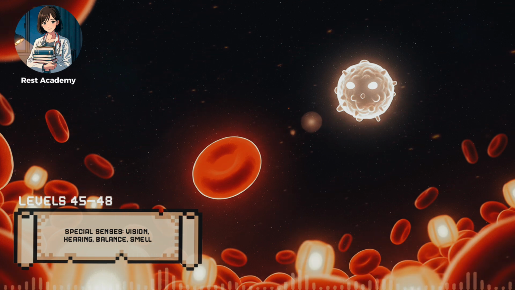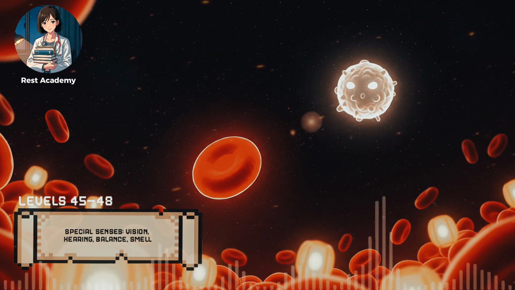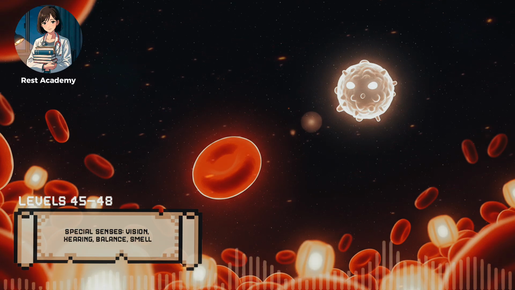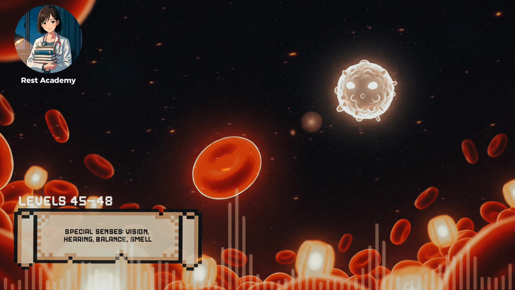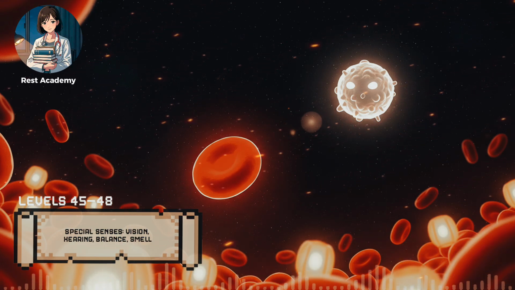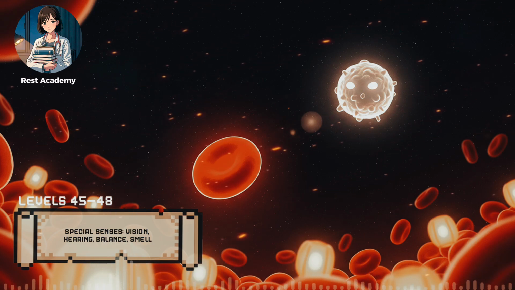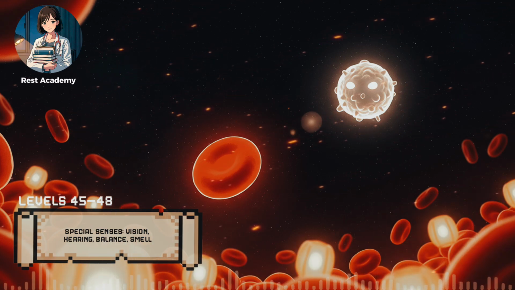Ganglion cell axons converge at the optic disc to form the optic nerve. After passing through the optic chiasm where nasal fibers cross, the pathway continues as optic tracts to the lateral geniculate nucleus, LGN, of the thalamus. From there, optic radiations fan out to the primary visual cortex, V1, in the occipital lobe.